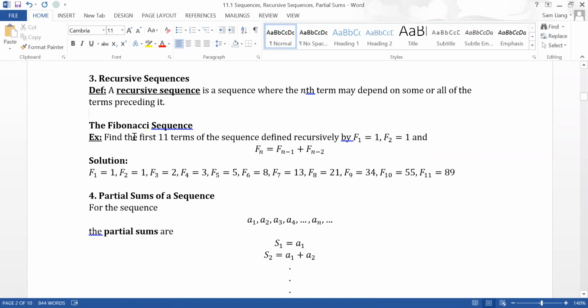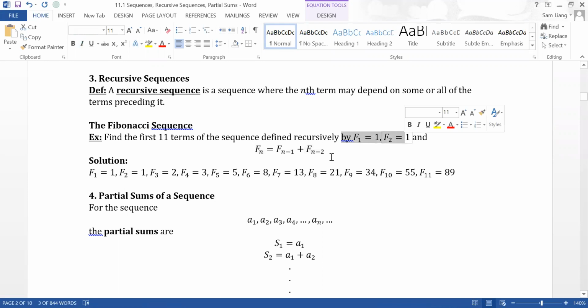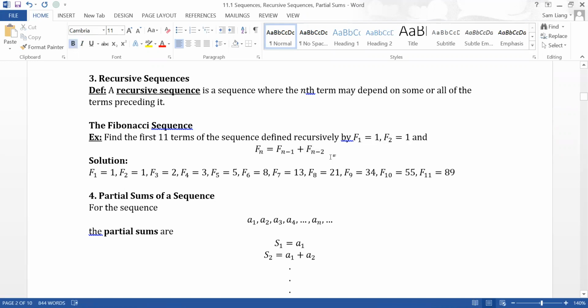And here we're going to find the first 11 terms of the sequence defined recursively by f1 equals 1, f2 equals 1, and f sub n equals f sub n minus 1 plus f sub n minus 2. So basically what this is saying in words is that the next term in the sequence is the sum of the previous two terms. Besides the first two terms, which are defined for us as 1 and 1, every term after that is defined by the previous two terms.